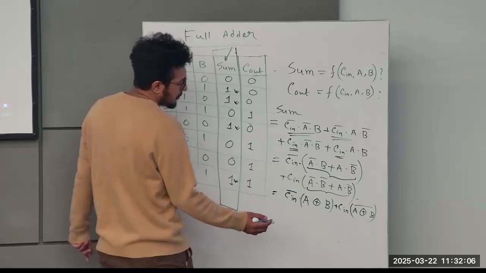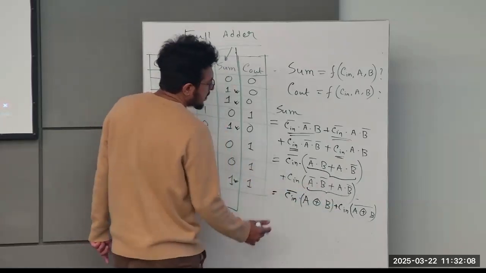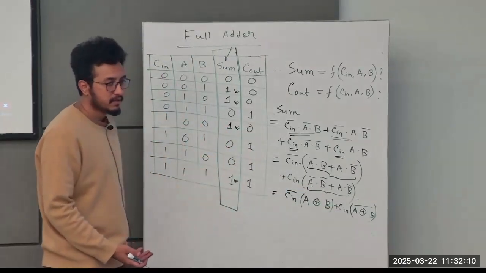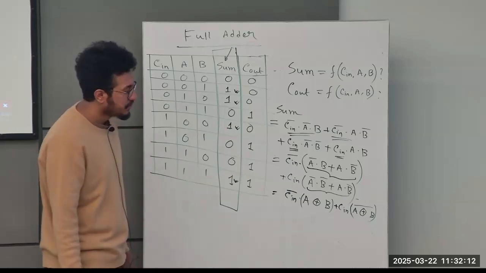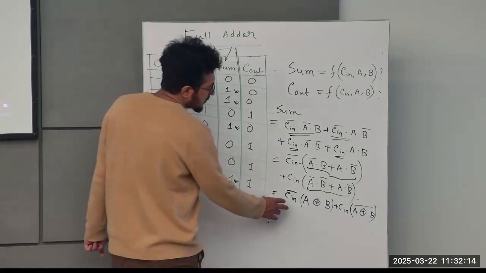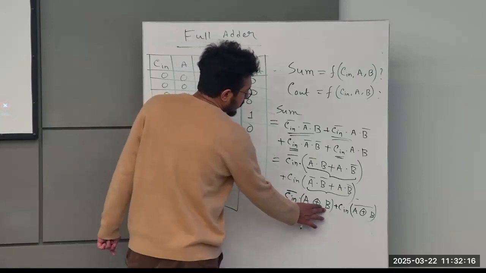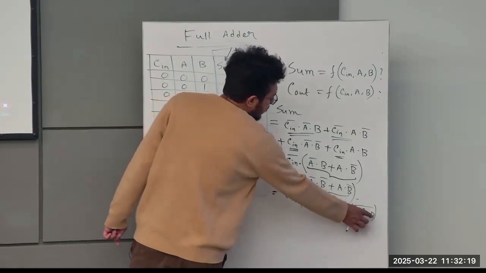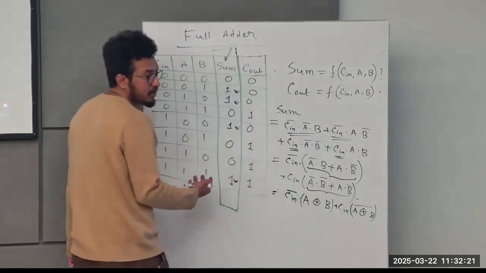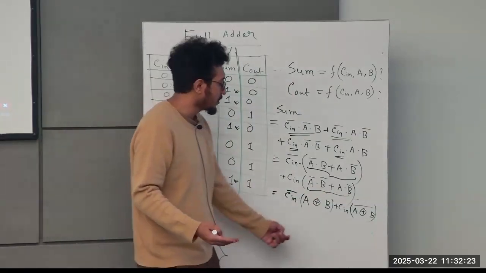So now we have this function. It is a little bit more simplified. Now we can simplify it a little bit more. So we have C in naught A XOR B, and C in A XOR B naught. What is X naught? X naught is basically XOR and then not, right?